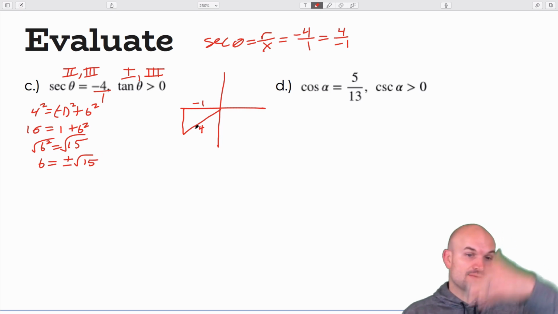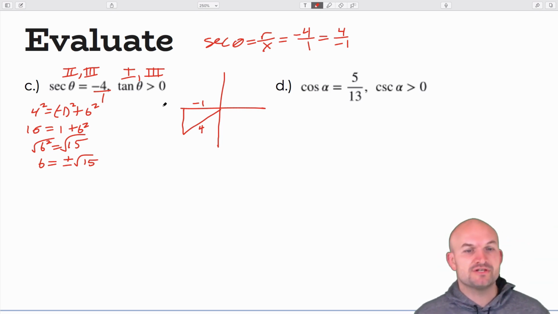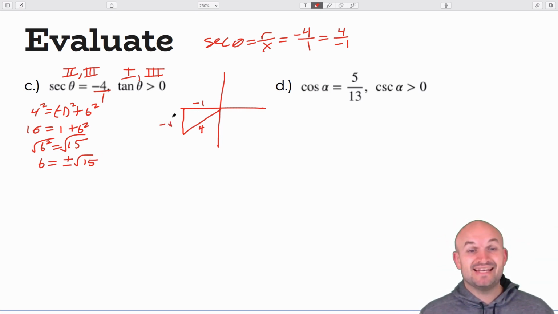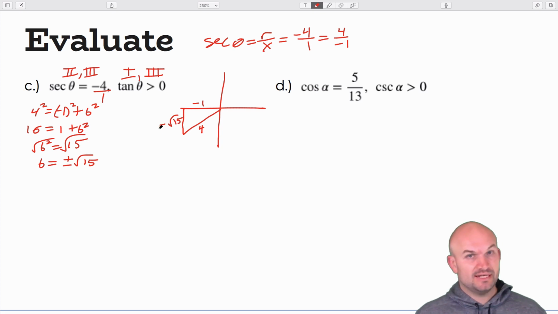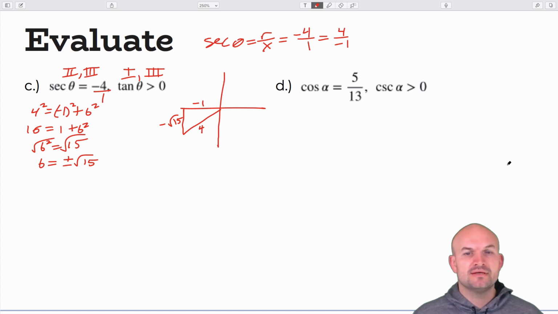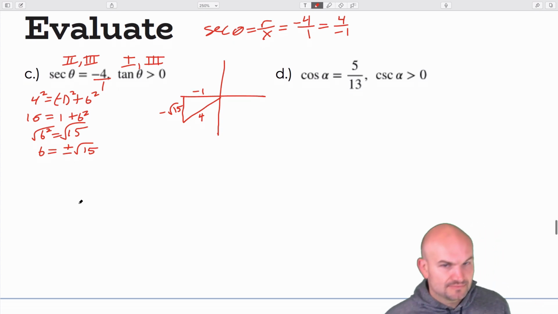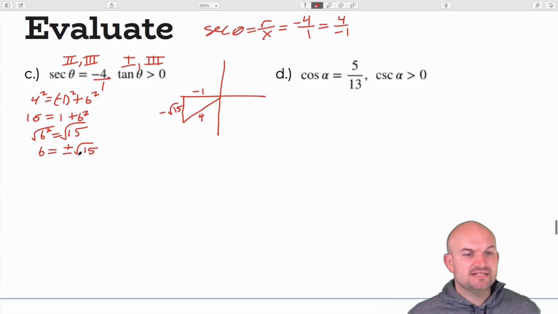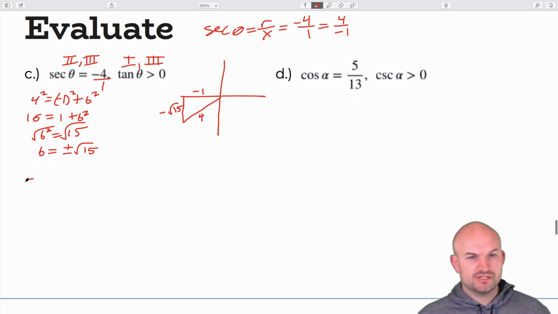And again, we notice that we're dealing with something in the third quadrant. So this is going to be a negative square root of 15. Again, it's very important to understand that distinction, why it has to be negative. So now let's go ahead and evaluate my 6 trigonometric functions. So we have sine of theta.